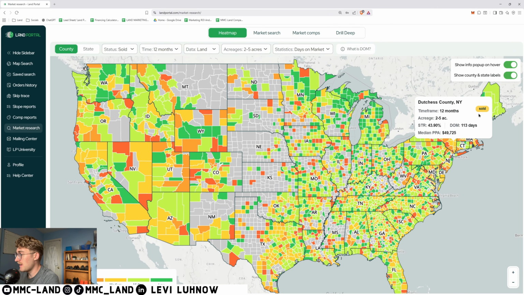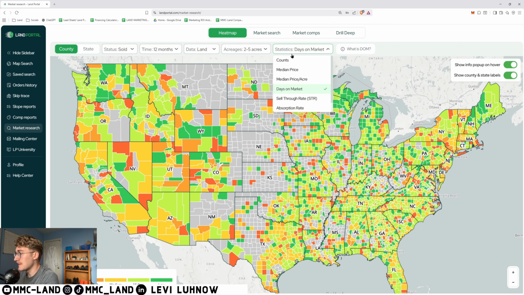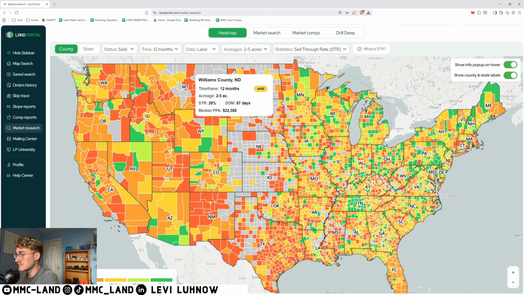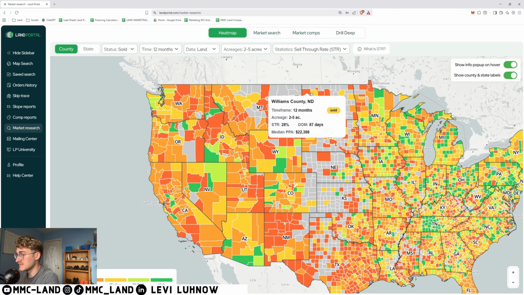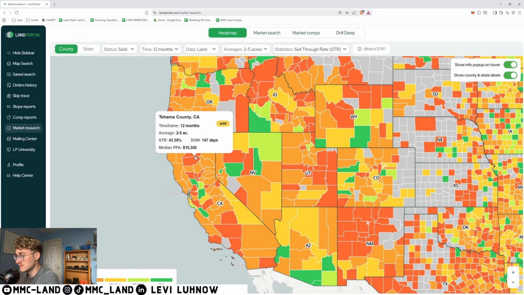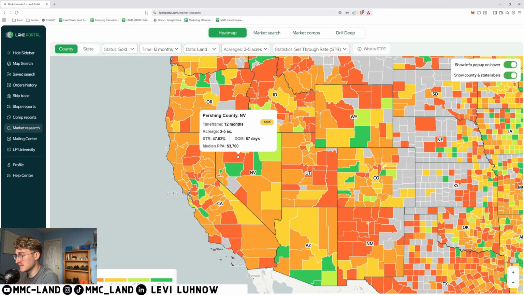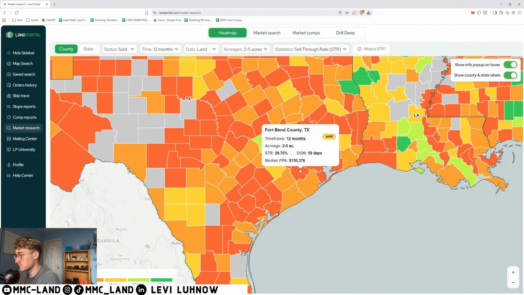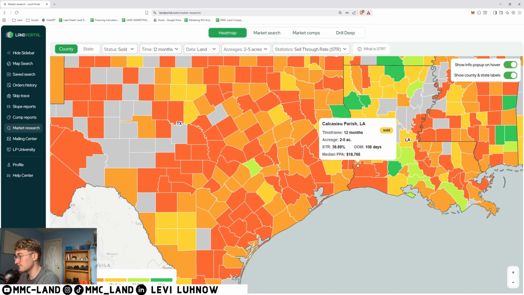All right, guys, so now that we're back on this page, I challenge you guys to test my theory a little bit here. If we go on a sell-through rate statistic, and we can just go through something that's red, right? So let's go to, I want to find something with a very low sell-through rate where things are selling kind of quickly. A good example is going to be probably here. Let me find a good county.